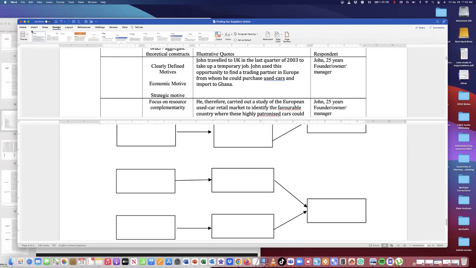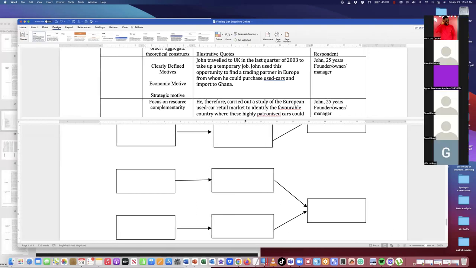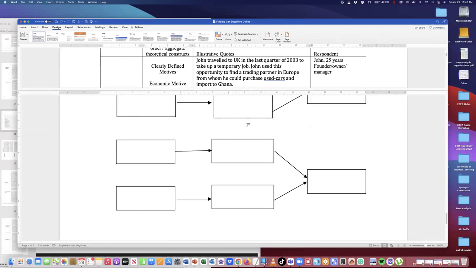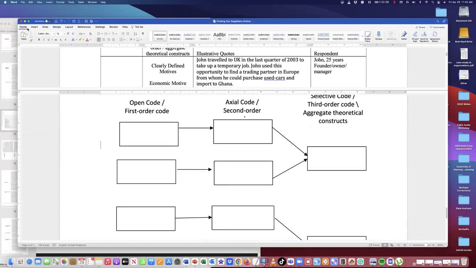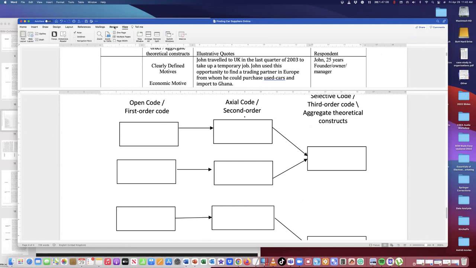That's actually what you do in your work, the thesis. So this is first order, second order, and third order. Then I wanted something simpler too. I can't find this, but I'm trying to do the select. I'm looking for the select button. Probably you want to select the boxes.